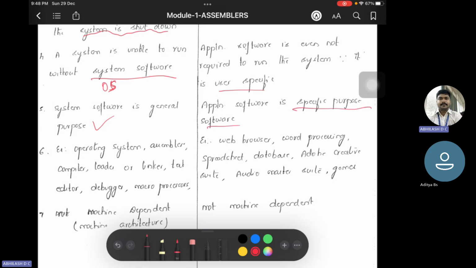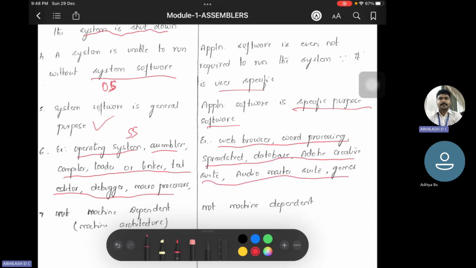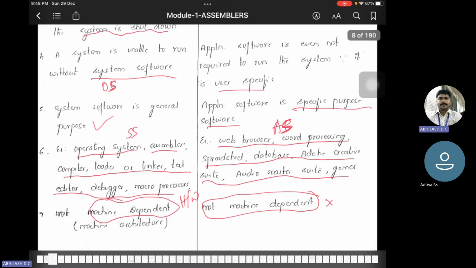So what are the things that will be taken care of? I told you that operating system, assemblers, compiler, loader, linker, text editor, debugger, macro processors, they all come under the system software. The web browser, word processing, spreadsheet, database, all those things, games, they all come under something called application software, right? So our system software is machine dependent, that is, hardware dependent. Application software is not machine dependent. So this is one thing which you need to understand.